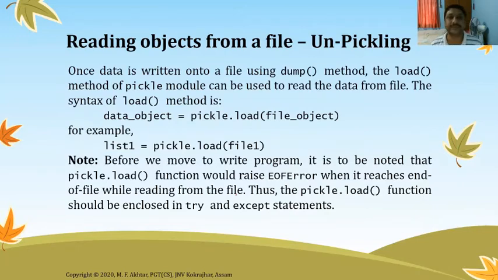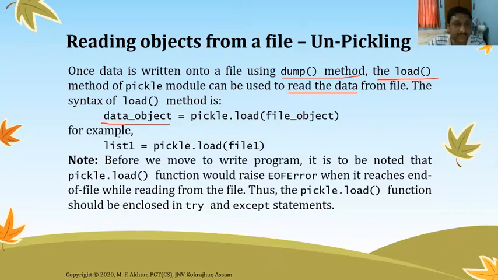Now, reading objects from a file, unpickling: how can we read? Once data is written onto a file using the dump method, as we did previously, the load method of the pickle module can be used to read data from the file. See the syntax here: on the left side of the assignment operator we give the data object, and on the right side we use pickle.load with the file object.